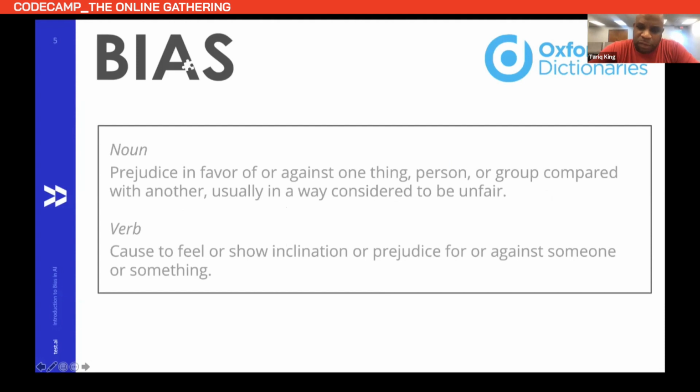So bias, right? Prejudice in favor of one thing over another, whether it's a person, a group, usually in a way that's considered to be unfair. And I like this definition because it says usually in a way that's considered to be unfair. And it brings up a very key point that I like to make, that not all bias is necessarily a bad thing, right?